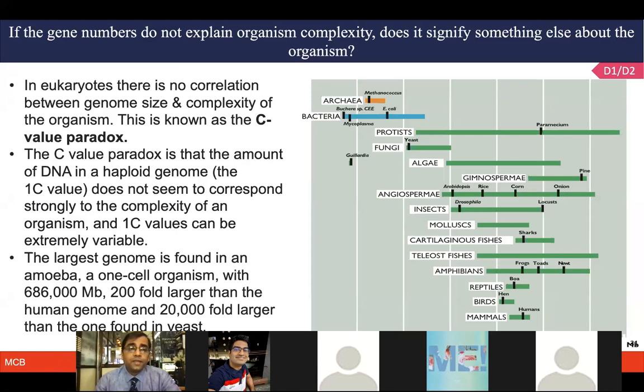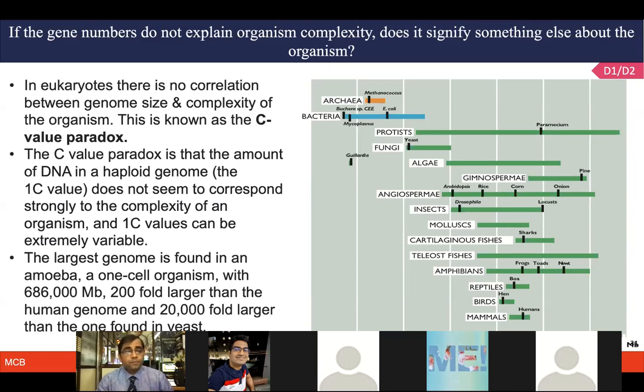So, if gene numbers do not explain organism complexity, does it signify something else about the organism? I had given the concept that the genome sequences of Arabidopsis, C. elegans, Drosophila or human were not very different. So the gene numbers are not explaining the organism complexity, and that is the question coming from that idea.